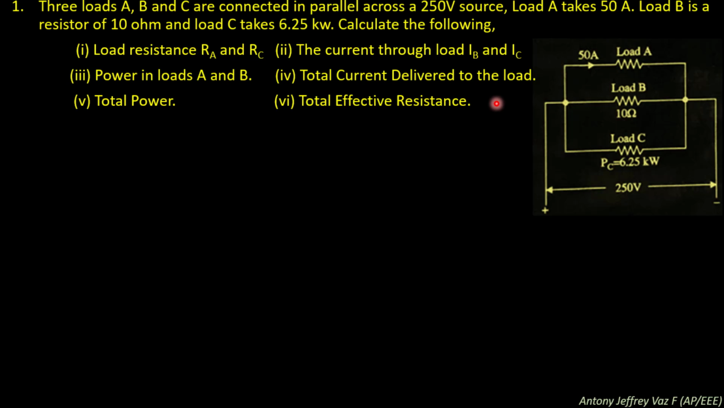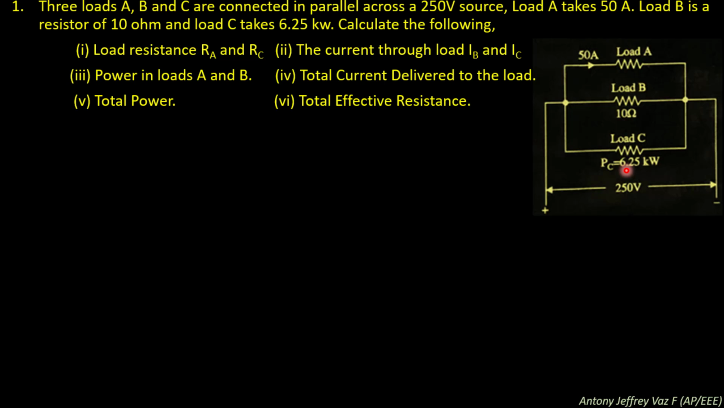So, on reading this problem, you can see there are three loads, load A, load B and load C. These three loads are connected in parallel across a 250 volt supply. Here, the load A takes a current of 50 ampere. Load B is a resistance of 10 ohm. And load C takes 6.25 kilowatt. So this one is the load C and this resistance has a power drop of 6.25 kilowatt.